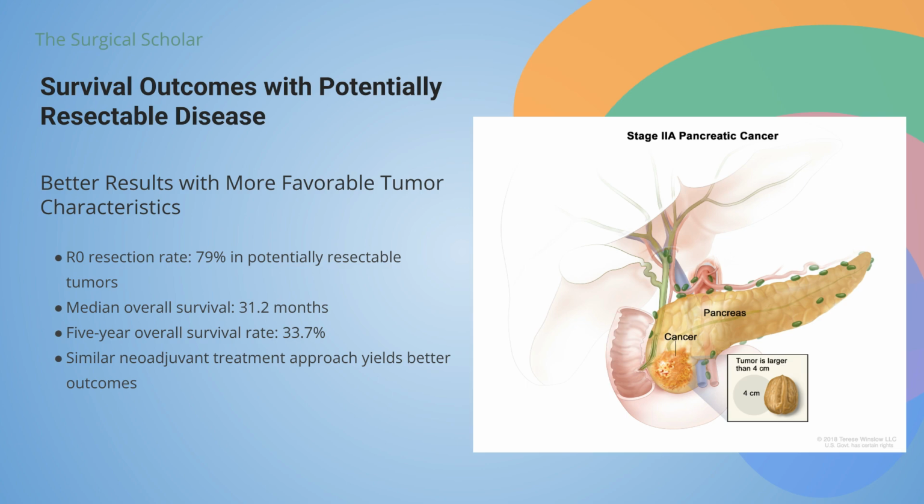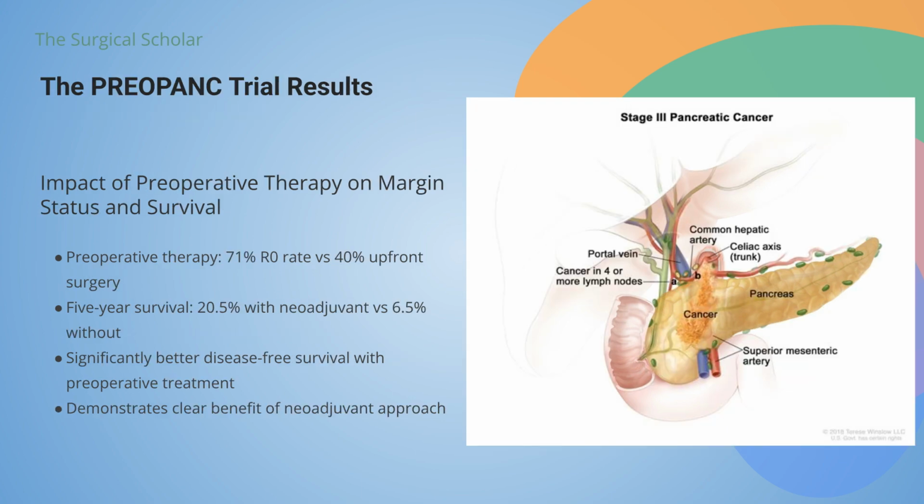For potentially resectable tumors with similar treatment, R0 rate was 79%, median survival was 31.2 months, and 5-year survival was 33.7%. In the PREOPANC trial comparing upfront surgery to preoperative therapy, R0 rate was significantly higher with preoperative therapy, 71 versus 40%. 5-year survival with neoadjuvant therapy was 20.5% versus 6.5% without it.